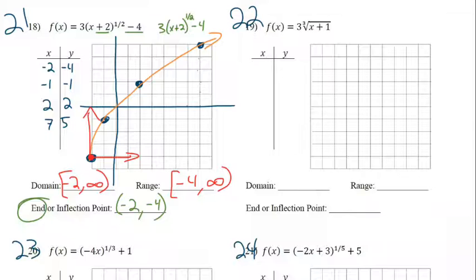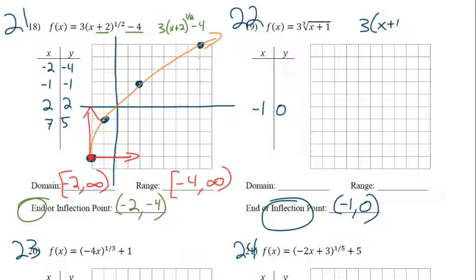Okay. So number 19. Here we go. It is an odd root. It is a third root, so it has an inflection point, and the end point is at -1, 0. It's an inflection point, so I'm going to put it in the middle because I have things on both sides. Just to remind you how I stuck in my calculator, I literally typed 3 parentheses x plus 1, and I raised it to the 1/3 power. It is just easier to do that than to find other things.